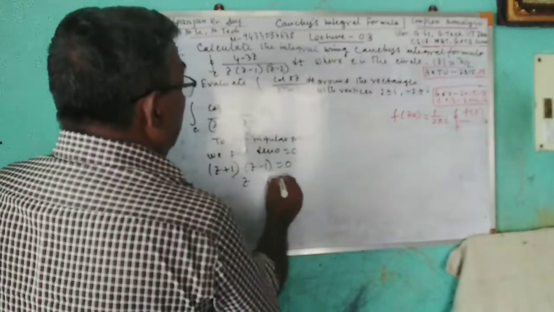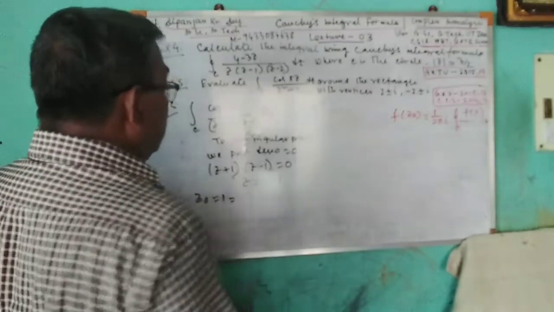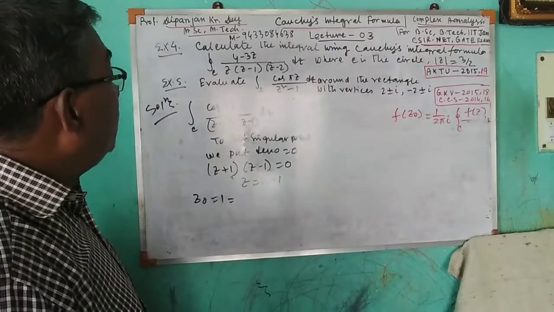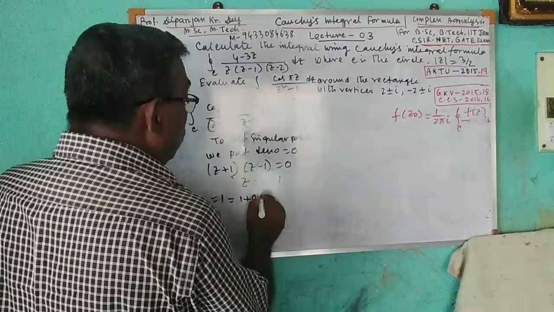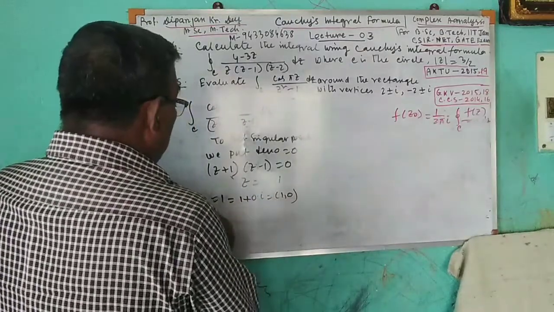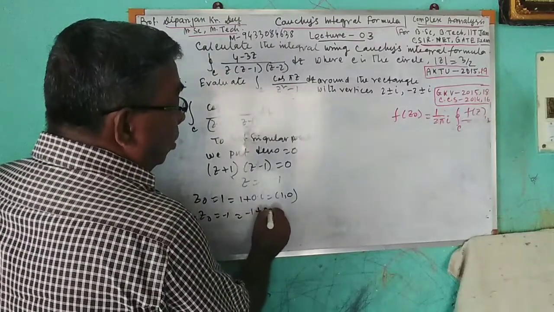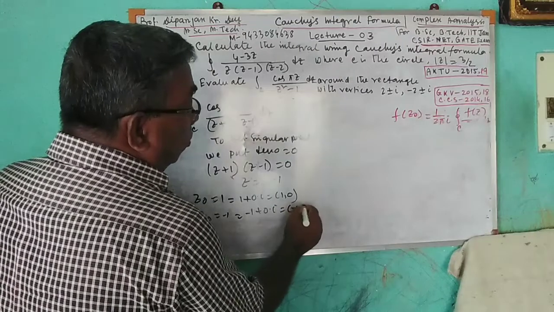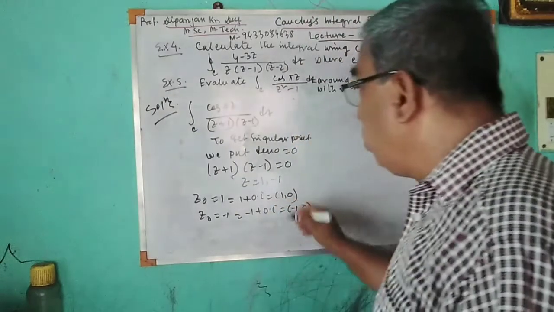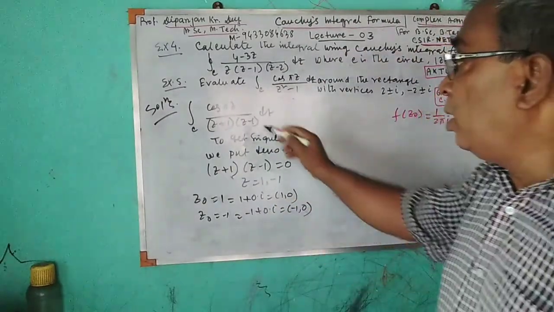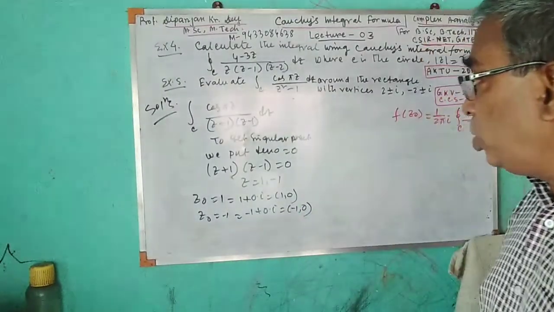1 comma minus 1. I am denoting the singular point: 1 comma minus 1 is the singular point. So when z0 equals 1, this can be written as 1 plus 0 into i, that is 1 comma 0. When z0 is equal to minus 1, this can be written as minus 1 plus 0 into i, that is minus 1 comma 0. So these are the 2 singular points. At these points, this whole function is not defined.